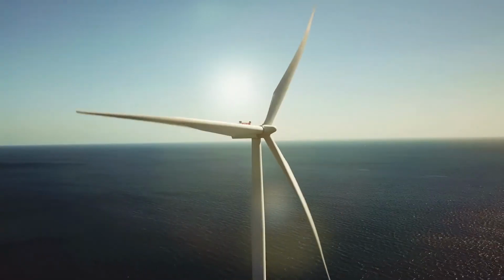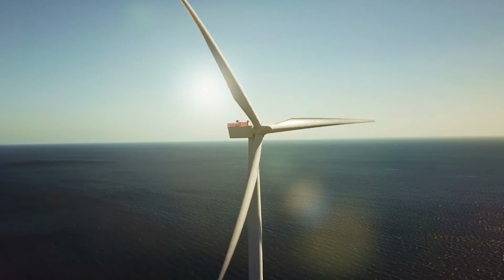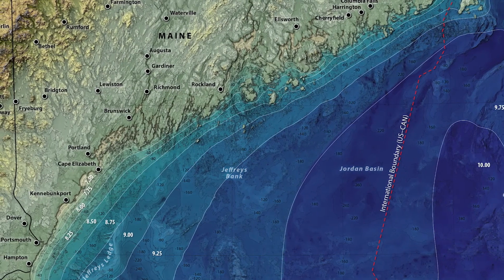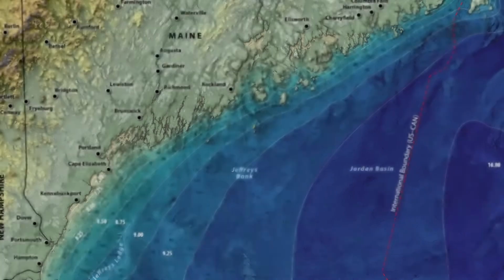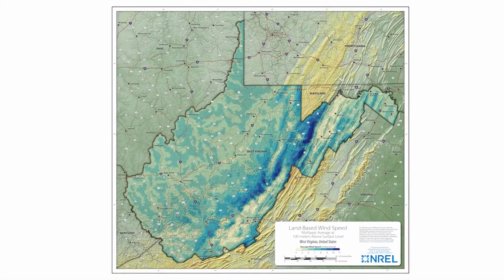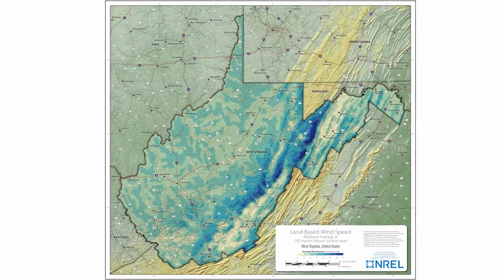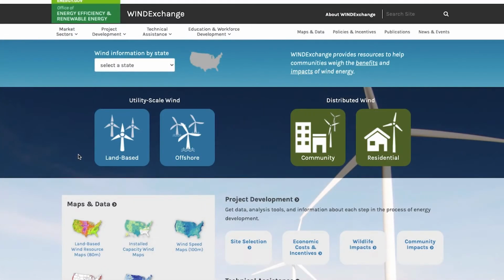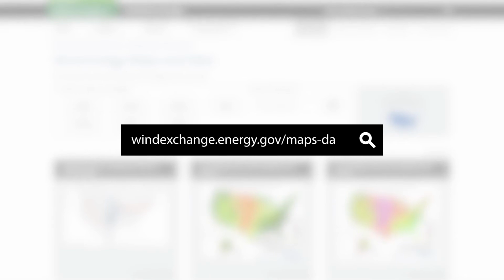These maps can give you a general idea of the potential for wind energy development in your area. Now that you know how and in what context to use the resource maps, you probably want to know where to access them so you can begin to look at what wind resources are like near you. These maps can be found on the WINDExchange website by visiting Maps and Data, or you can access the maps using this link, windexchange.energy.gov/maps-data.